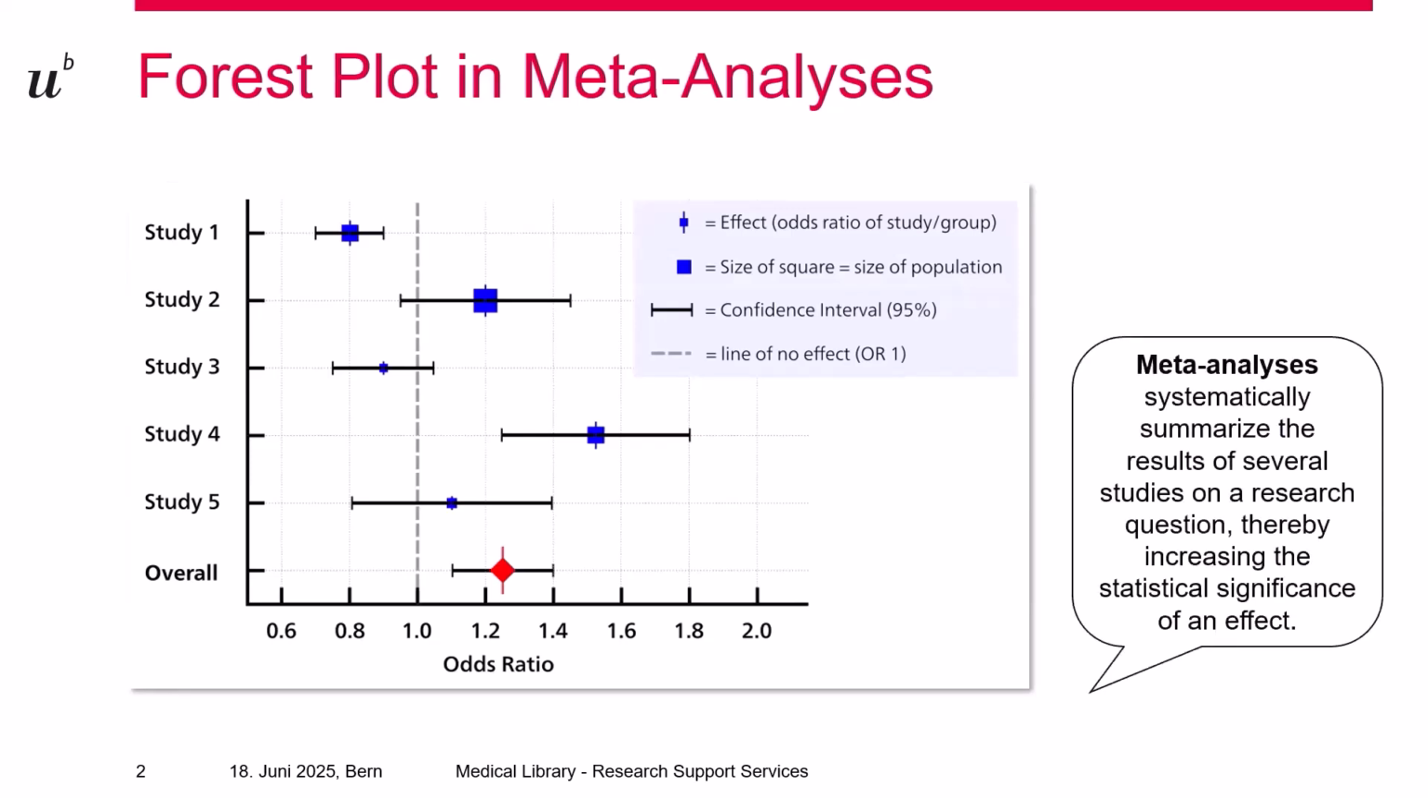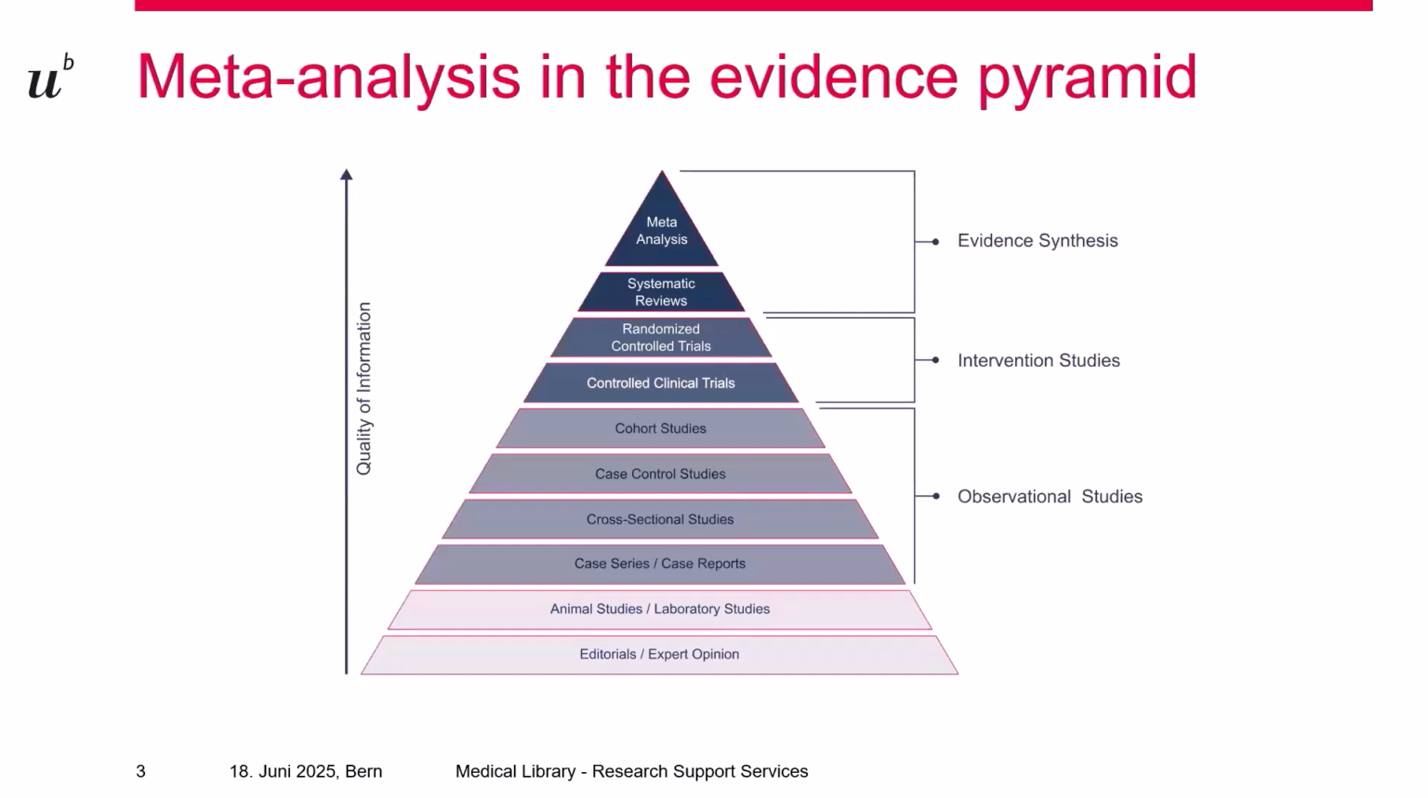A meta-analysis systematically summarizes the results of several studies on a research question, thereby increasing the statistical significance of the measured effect. In medicine, meta-analyses help to better assess the benefits or harms of therapies and support evidence-based decisions. If we take a quick look at the evidence pyramid, we see that meta-analyses are at the very top. This indicates that they usually provide high-quality information compared to other study types.